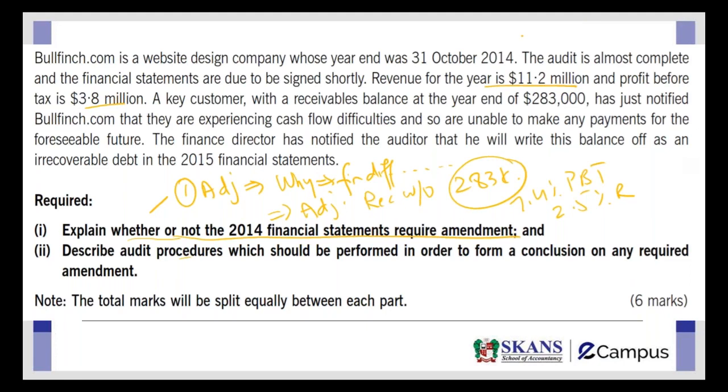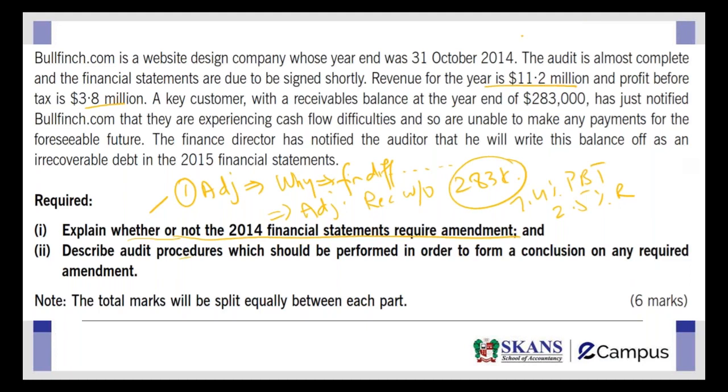So first procedure, I can inspect the correspondence between the management and the customer to confirm whether this money will be received or not, or the likelihood of getting this money. That's the first procedure, correspondence. I can do the same confirmation through a direct confirmation as well. So I can directly confirm from the customer the chances that they will be able to make any payment or not.